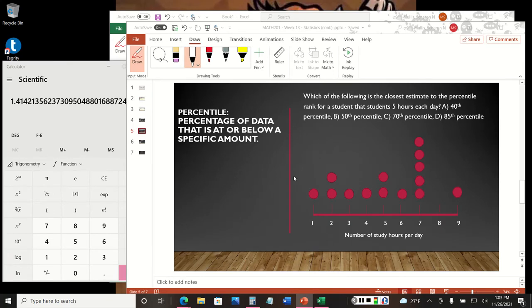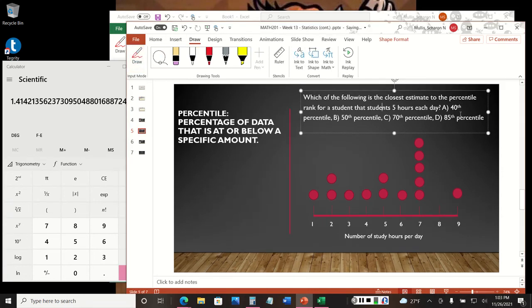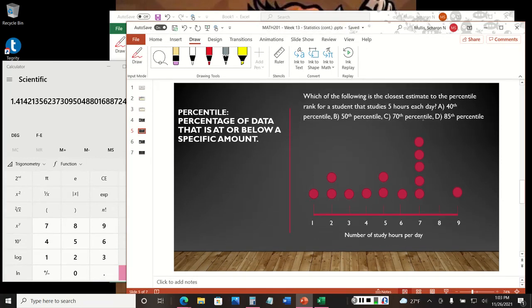For this example that we have right here, which of the following is the closest estimate to the percentile rank for a student that studies, let's just say studies. Let me change that right now. That studies 5 hours each day. We have an option of A, 40th percentile, B, 50th percentile, C, 70th percentile, and D, 85th percentile.